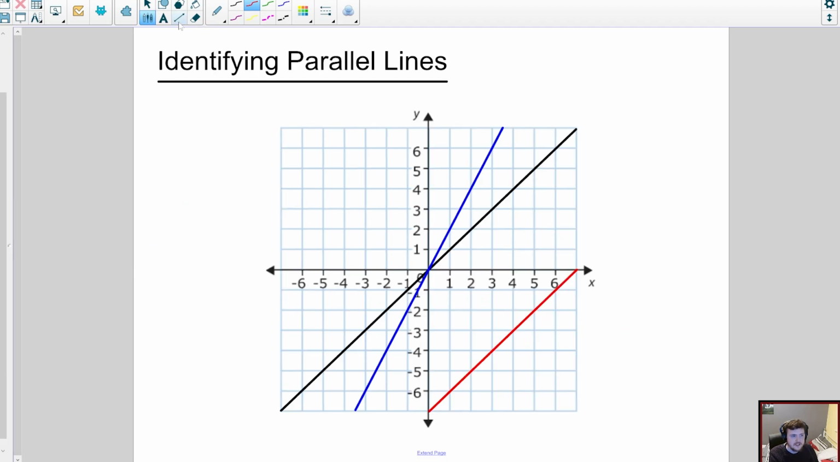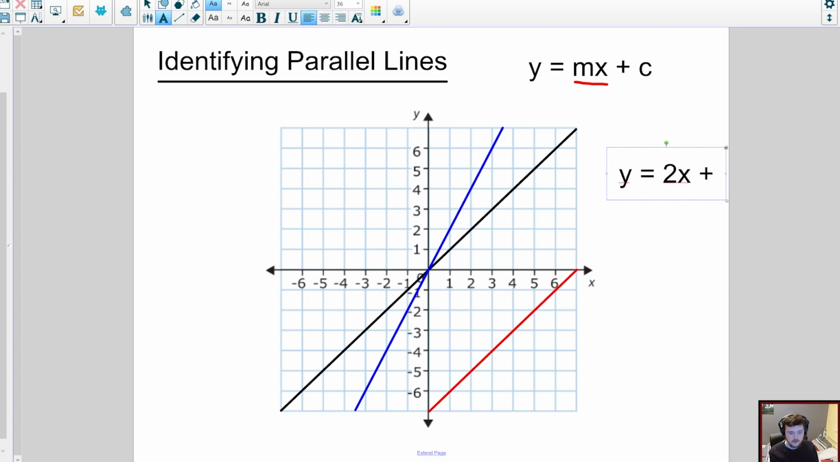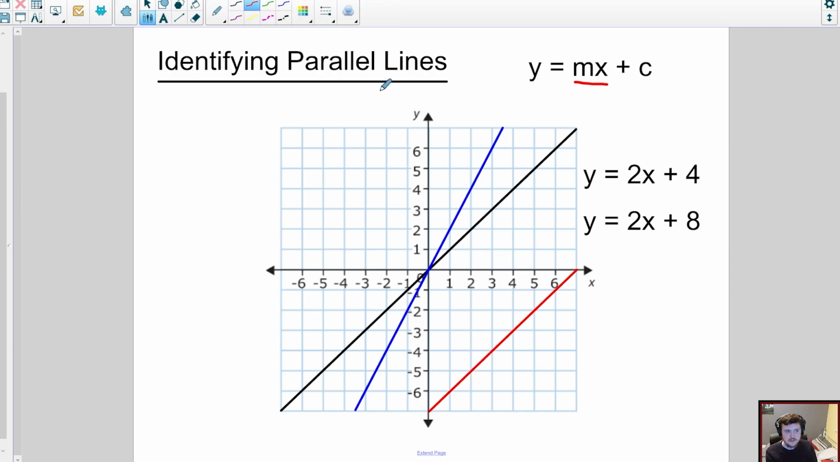Okay. Identifying a parallel line. In the case of y equals mx plus c, parallel meaning 2 lines that go in the same direction and never ever meet. To know that a line is parallel to another one, all we're looking for is our gradient again. If the gradient of both lines is the same, for example, y equals 2x plus 4, I will draw this over so you can actually see it, and y equals 2x plus 8, it doesn't matter that our intercepts are different. What matters is that our gradients are the same. They're both 2. And so that means that they're going to be parallel with one another.